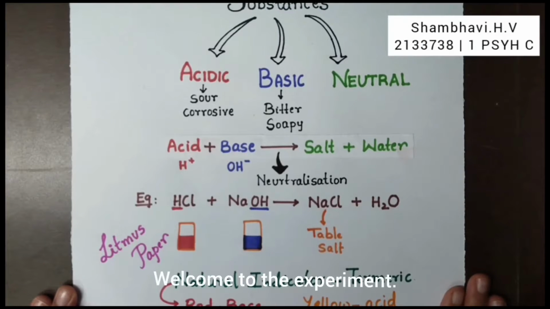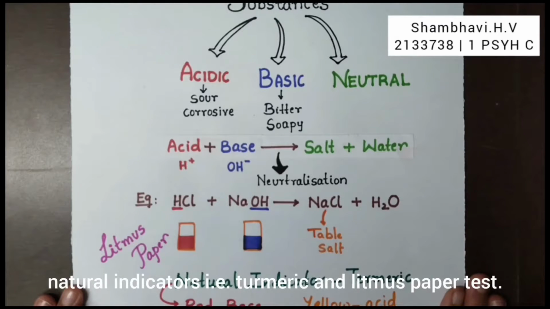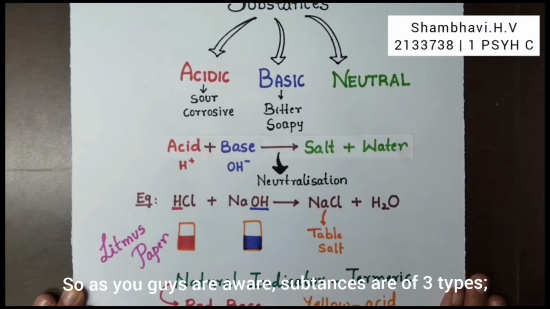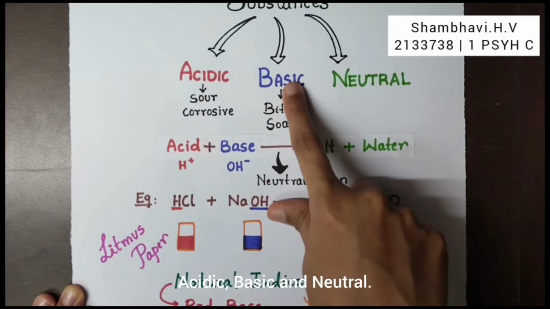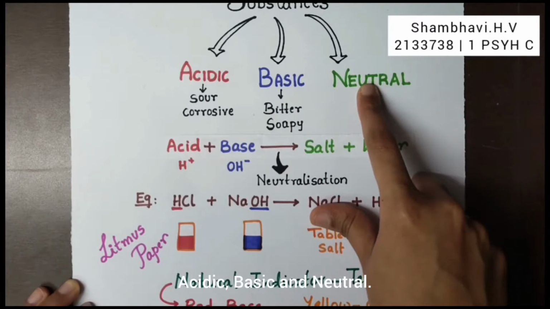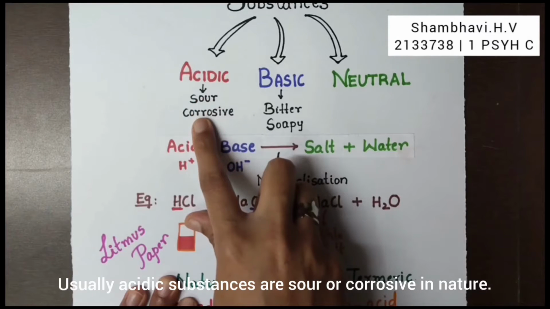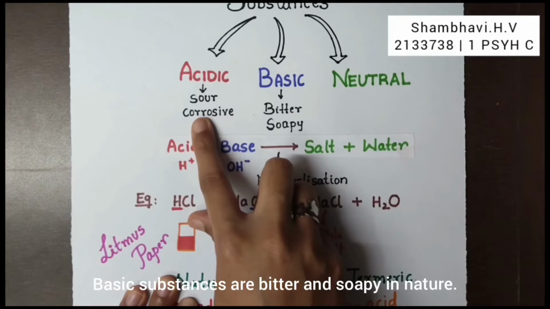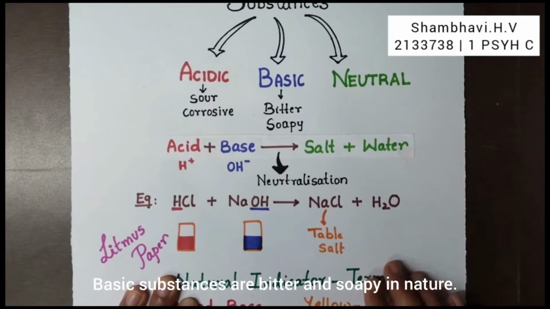Hi friends, welcome to the experiment. In this experiment, we will be studying natural indicators, that is turmeric and litmus paper test. As you are aware, substances are of three types: acidic, basic and neutral. Usually, acidic substances are sour or corrosive in nature. Basic substances are bitter and soapy in nature.